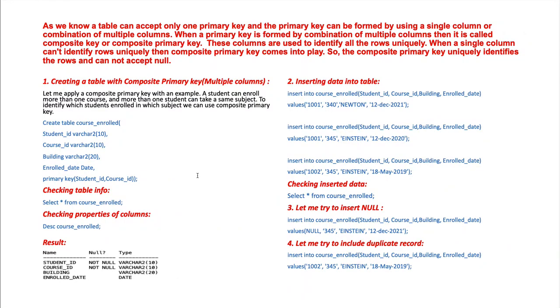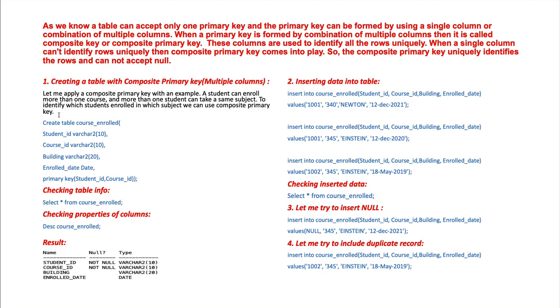Let me go through the first step, creating a table with composite primary key. That means primary key that can take multiple columns. Let me apply a composite primary key with an example. A student can enroll in more than one course, and more than one student can take the same subject. To identify which students enroll in which subject, we can use composite primary key.